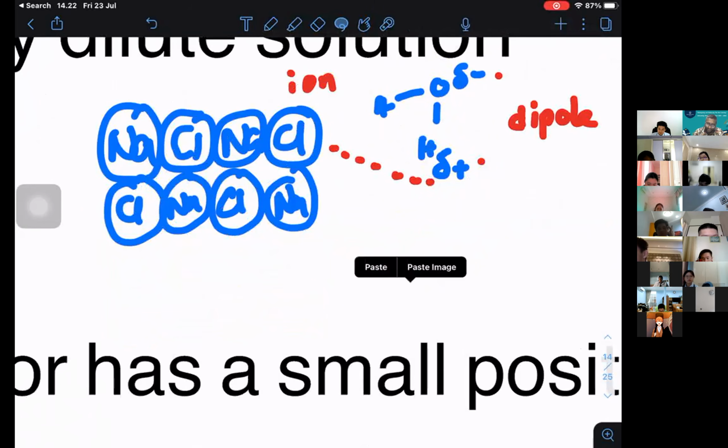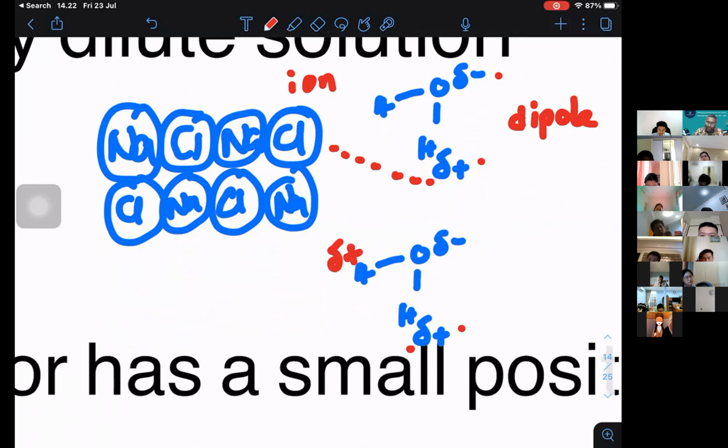And if I have it over here, and if I put, this is delta positive, the negative oxygen, they will also have, this is ion and that is dipole. They will form a bond and water will say, sodium, you leave your NaCl and you follow me. So that is how the Na+ and the Cl- are going to be formed, dissolved in water. So what happens over here?